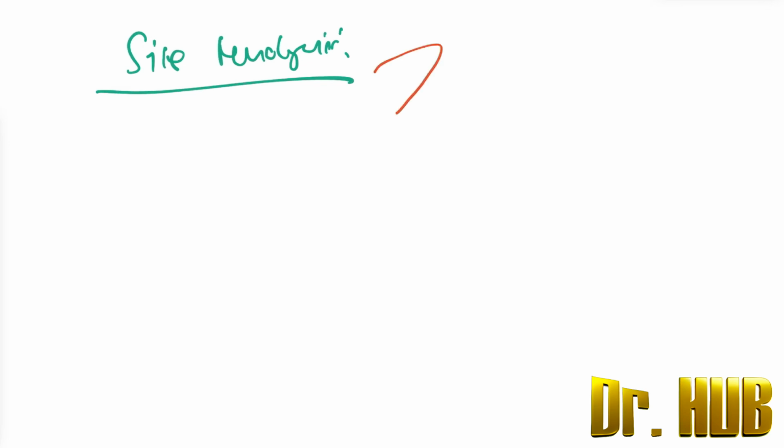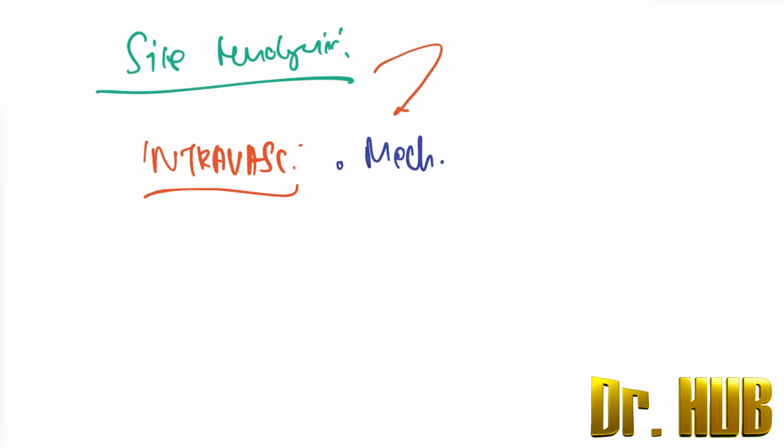The second way of classifying it will be the site of hemolysis. Based on the site of hemolysis, we are dividing it into intravascular hemolysis as well as extravascular hemolysis, and a category where we classify both together. In the intravascular hemolysis, it may be due to mechanical injury. Mechanical injury may be due to trauma.